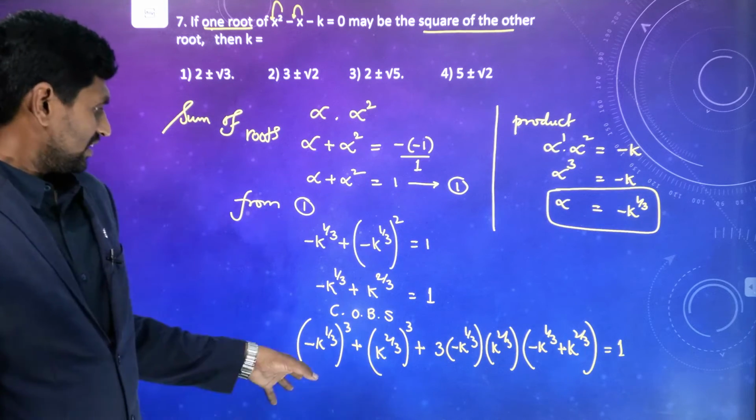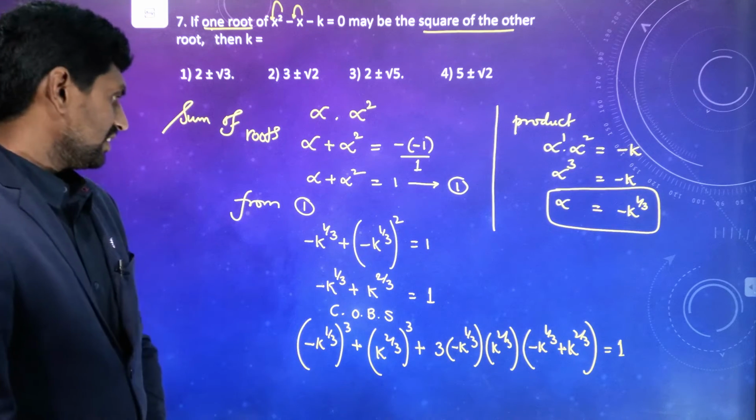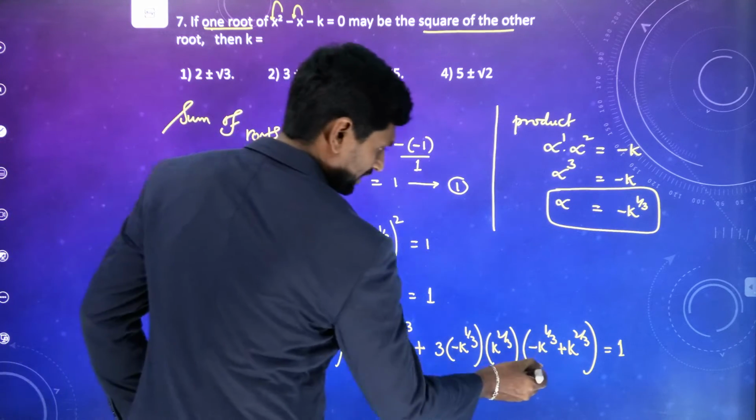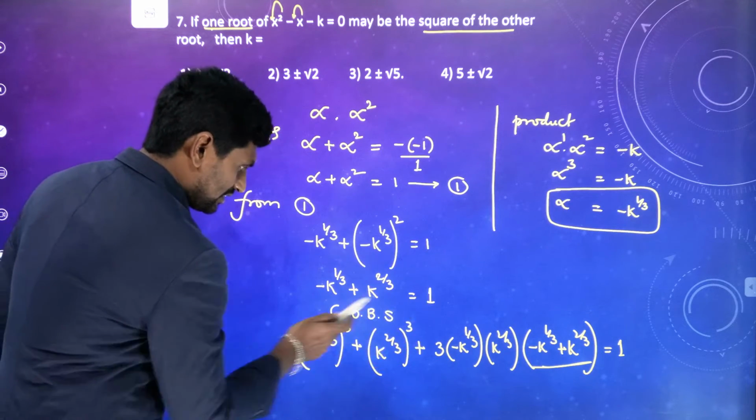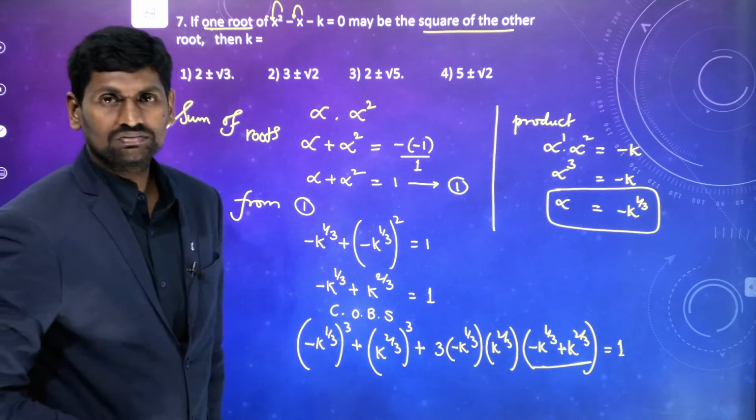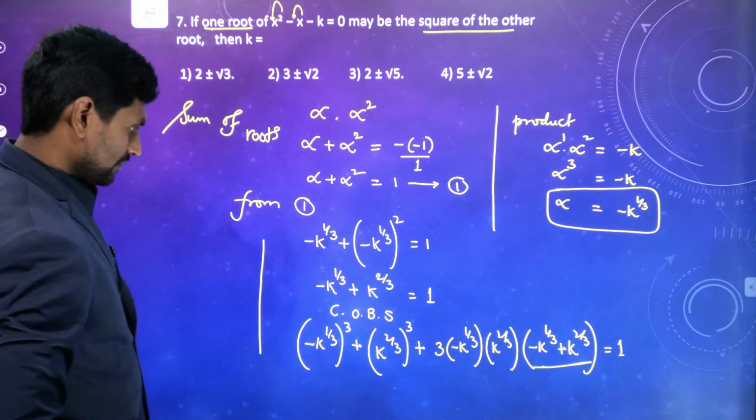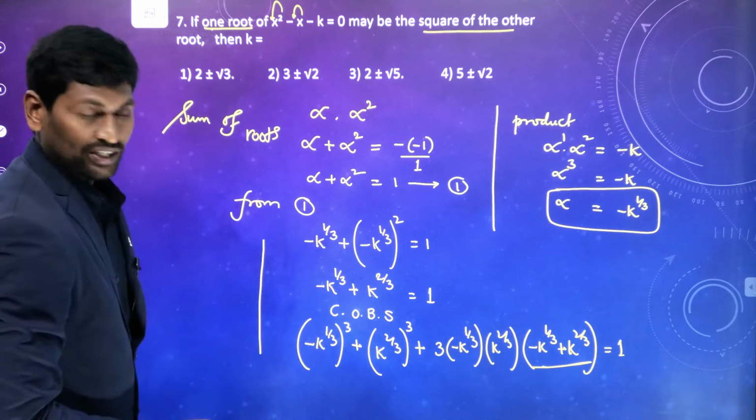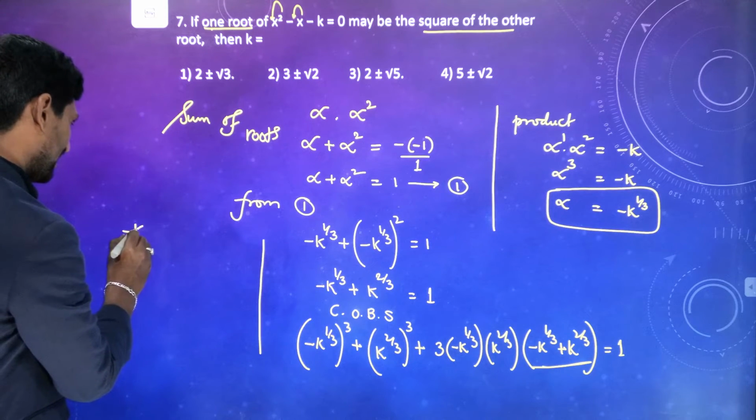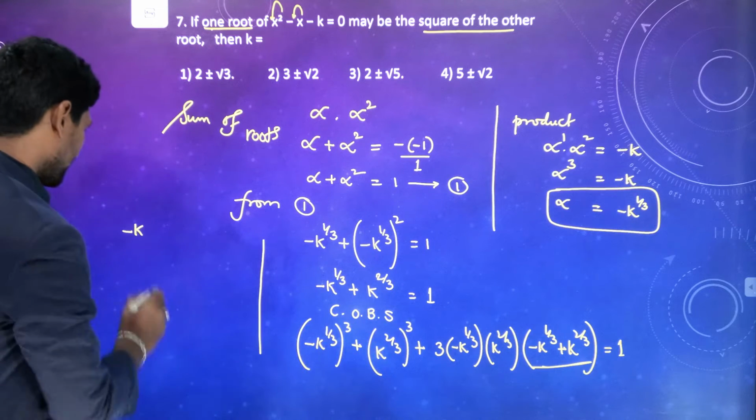We are taking the help of a plus b whole cube algebraic identity. Now in this place we can write the answer 1 because this one and this one is same now. In the place of that we can write it. Now the continuation I am writing here. So square cube and cube root cancel, here will be minus k. Cube root will be cancelled, here will be k square.